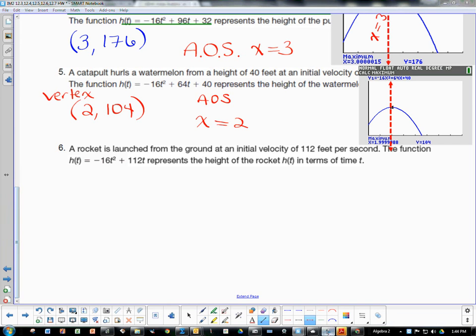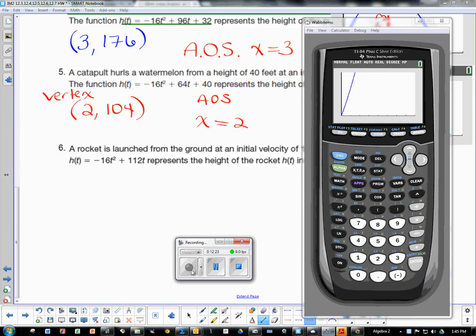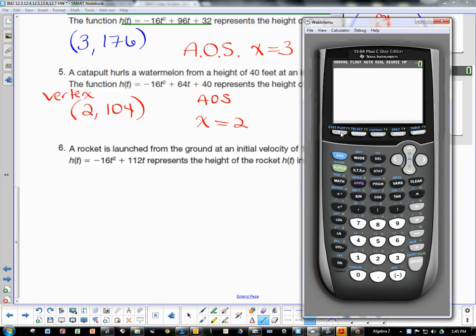So once again, I'm going to pause. All right, I have my function. I've typed it into my graphing calculator. But when I go to graph, my window is a little too small. So we're going to head up to window. And we're dealing with a rocket here, so it's probably going to go up a little bit higher. And I'm not sure of the maximum height. So let's test 2,000. We'll go ahead and graph it.